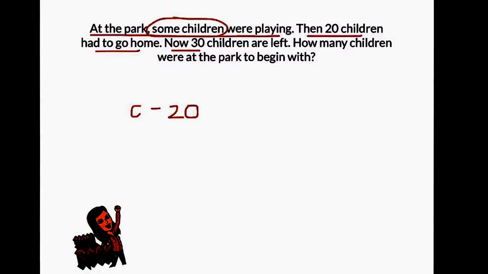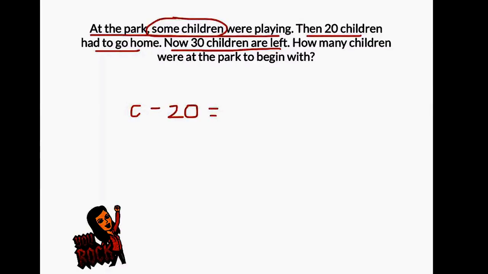Then it says 30 children are left at the park. So that's going to equal 30 children left at the park. Question asks, how many children were at the park to begin with?